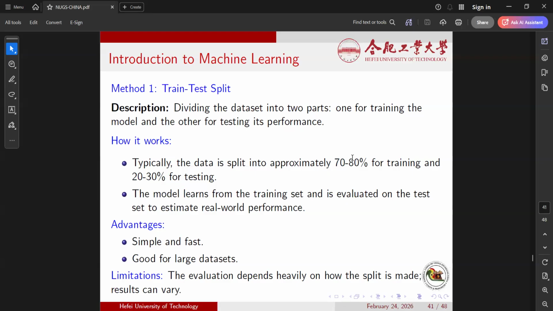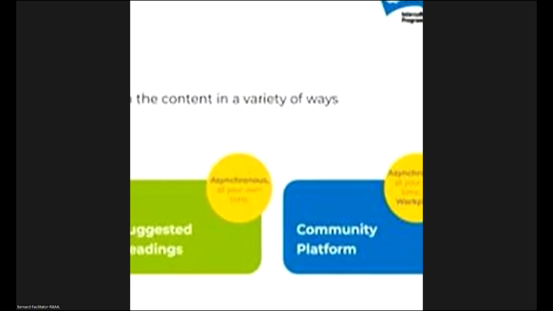All right. I think I made a mistake here. It should have been 30 to 20, so that the 70 will move with the 30, and then the 80 will move with the 20 in that order. Now, the model learned from the training set.